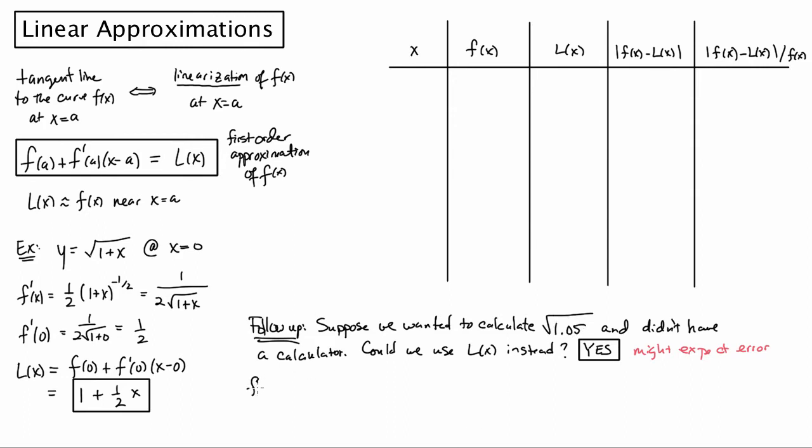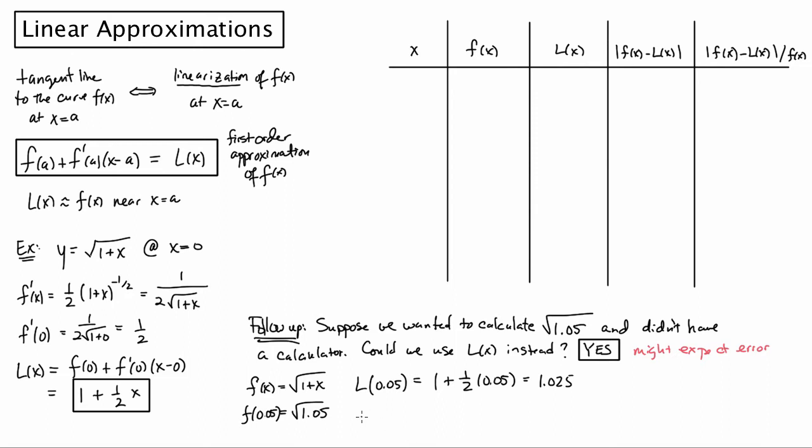If you look at the function f of x equals square root of 1 plus x, then the square root of 1.05 is really 1 plus 0.05, so this is the value of f at 0.05. So I want to compare the value of the function at 0.05 with the value of the approximation at 0.05. So the linear approximation L at 0.05 would give me 1 plus 1/2 times 0.05, which is a value of 1.025. And the question is, how good did we do?